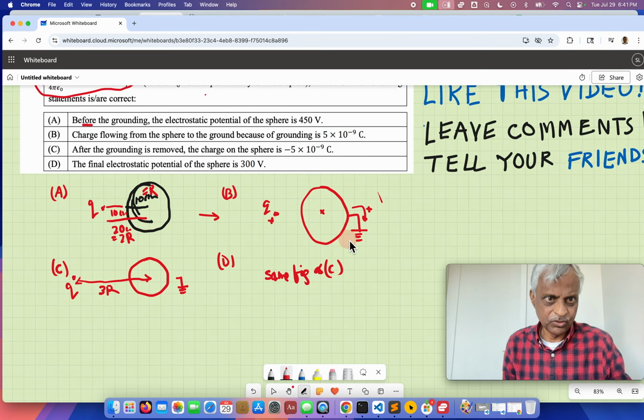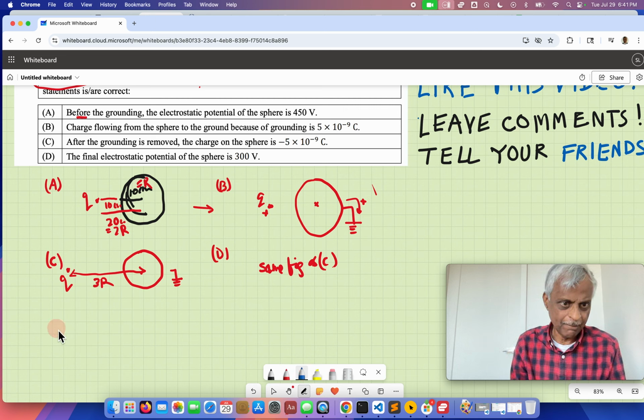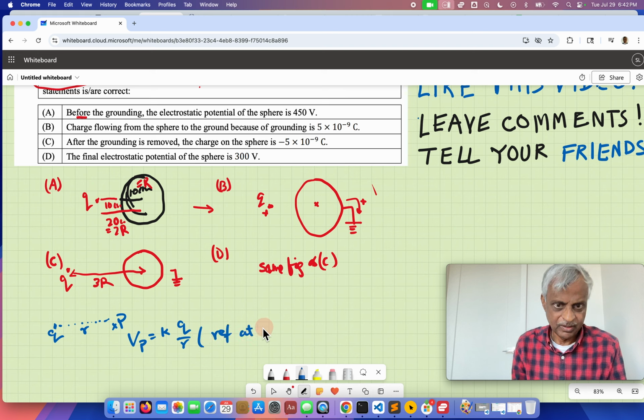All right, so what do you need to know to do this problem? First, you need to know that for a point charge Q at some distance r, at this point P, the potential at point P has to be KQ over r, with reference at r equal to infinity, potential at infinity is 0. So this formula goes with that reference.